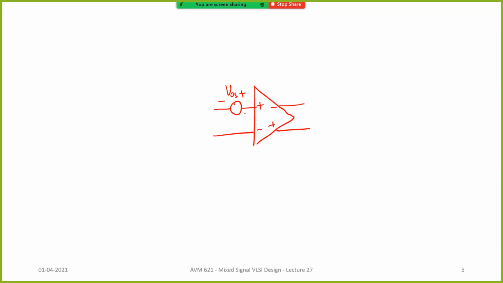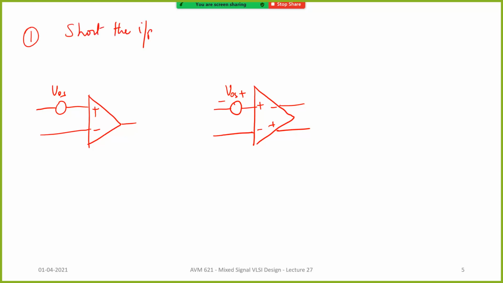So maybe what we will do is look at the single-ended equivalent first, so that it will be a little easier to understand. And then of course we know that we can use it for the same thing. So one technique is basically to short the inputs together. If you short the inputs together, what will happen? What will be V out? Let's look at the single-ended case first. It will be A times VOS, where A is the open loop gain of your op amp.